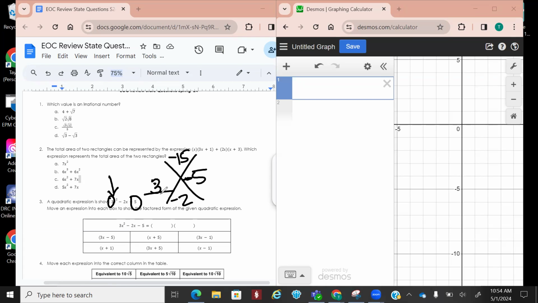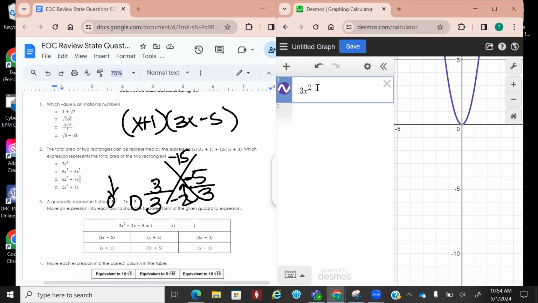I'm going to use the slip and slide method. I'm going to divide by 3 on both of these. This gives me a whole number, right? So this will give me x plus 1 as one of the answer choices. And then 3x minus 5, because we slip this to the top and slide that guy over. Now, to check this and make sure that I'm correct, I'm going to type the original problem, and then I'm going to type what I got.